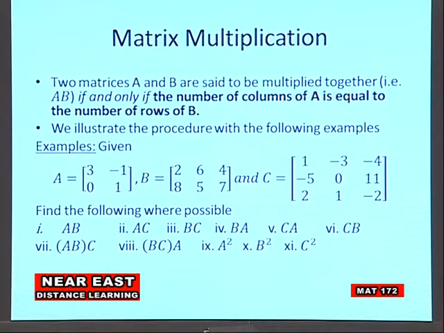I have matrix A and I have matrix B. I want to multiply A times B. If the number of columns of A is equal to the number of rows of B, then multiplication is allowed and is possible. Otherwise, you can never multiply these two matrices.